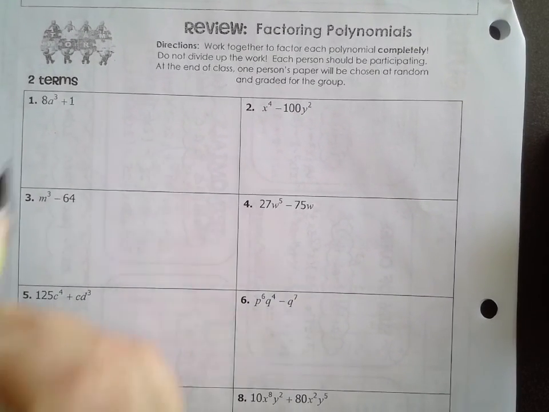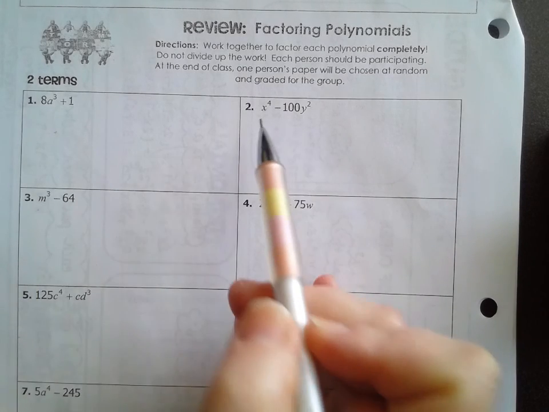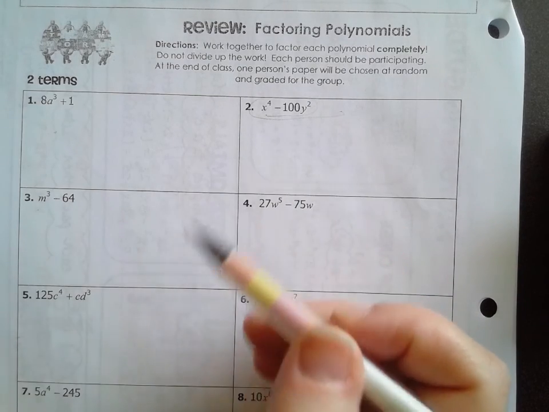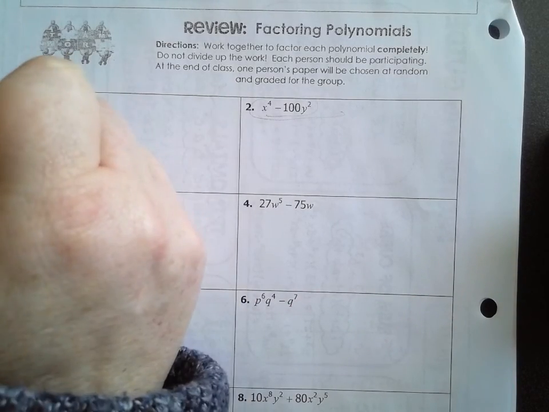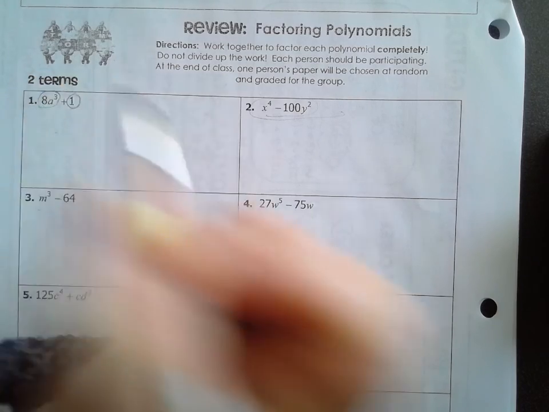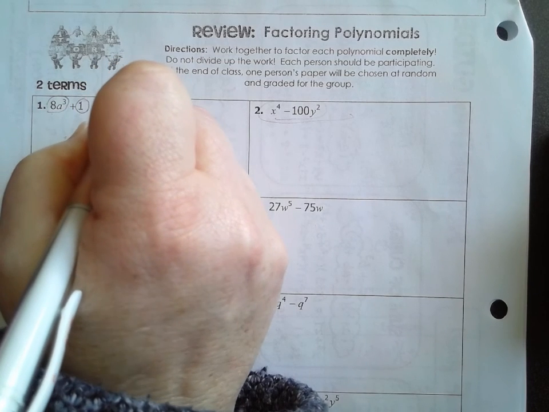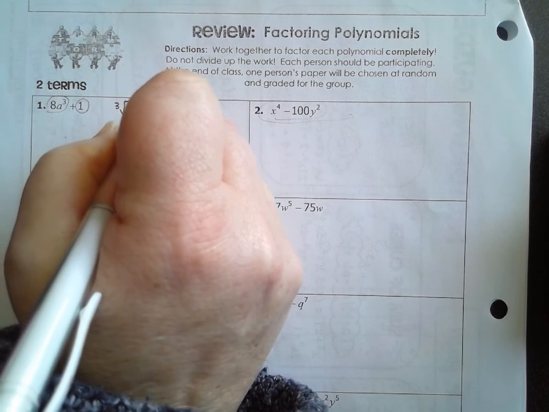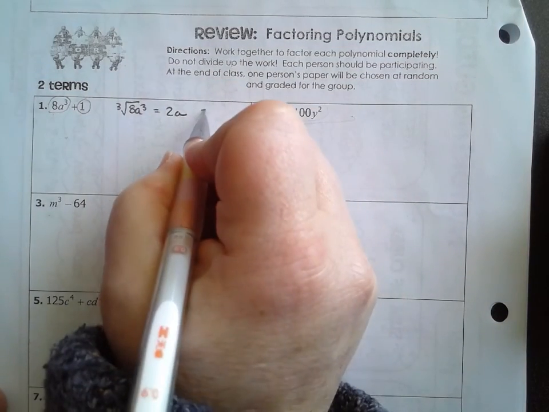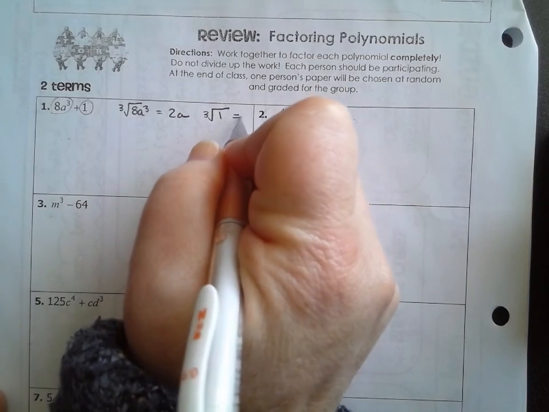I have a sum of two cubes here and a difference of two cubes here. And I have a difference of two squares right here. So first thing I'm going to do, I'm going to walk you through this. I know this is a perfect cube. 1 is always a perfect cube. So I take the cube root of 8a to the third, and I get 2a, right? And then I take the cube root of 1, and that is 1.